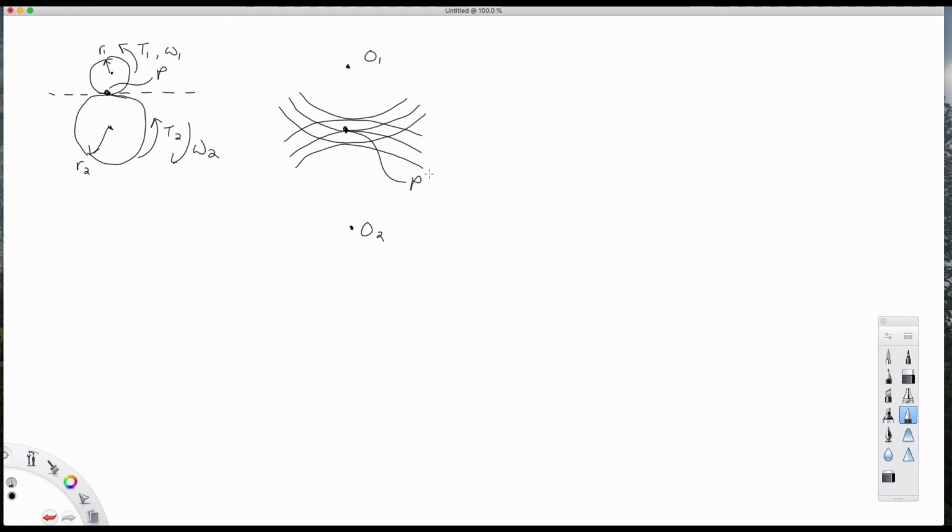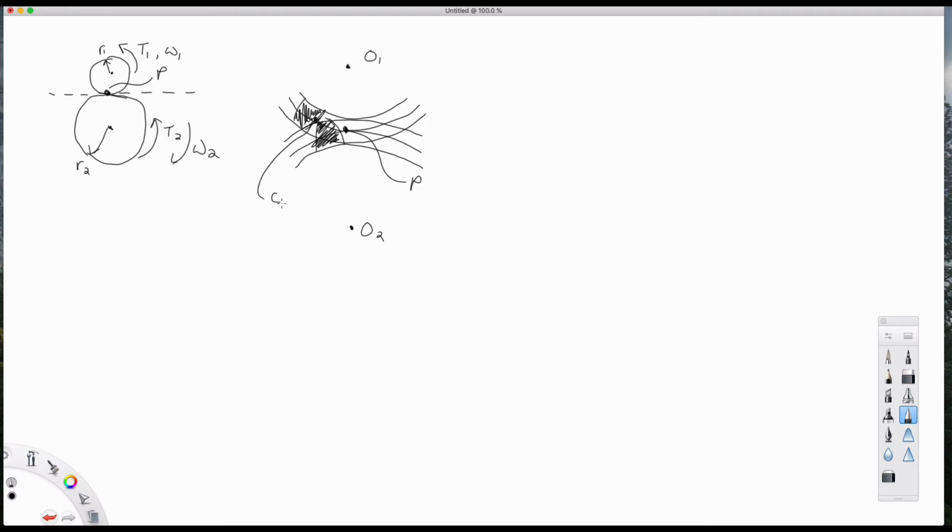Here I've drawn the axis of rotation for both gear 1 and gear 2. I've also drawn the pitch point. I've drawn the pitch circles, or at least arcs of the pitch circles, and also the addendum and dedendum circles for each of these gears.